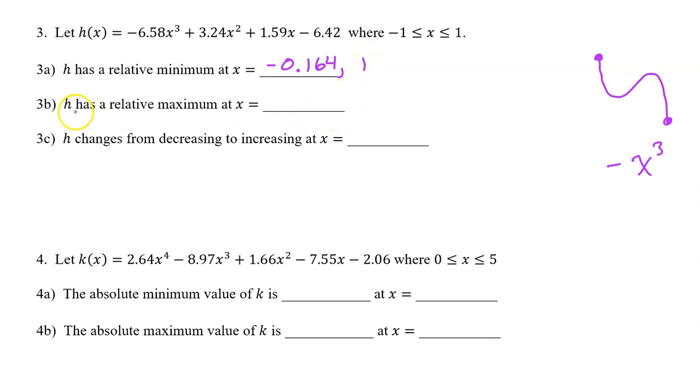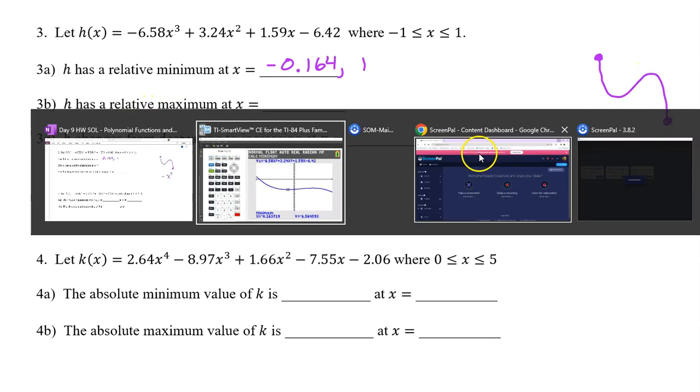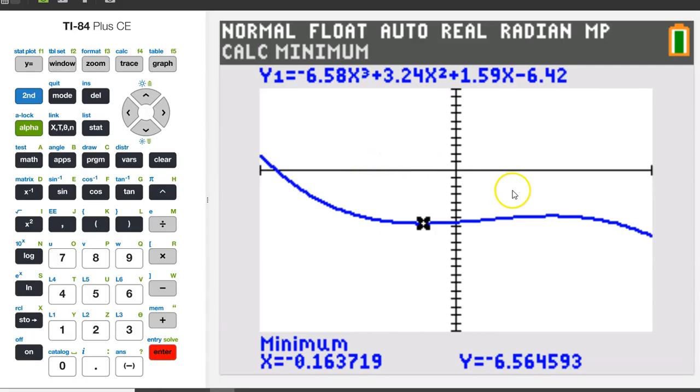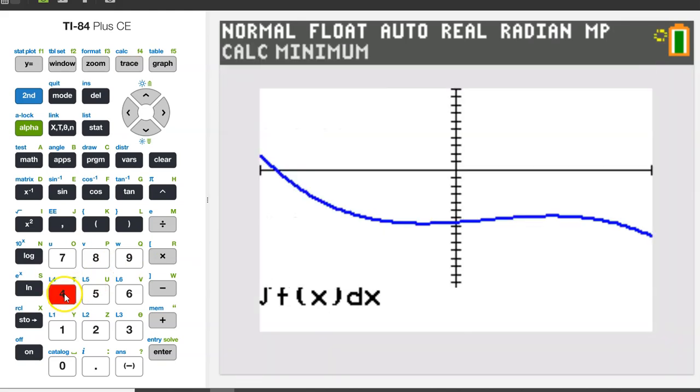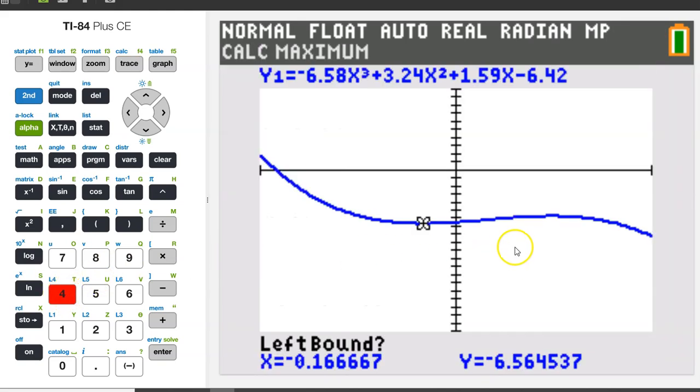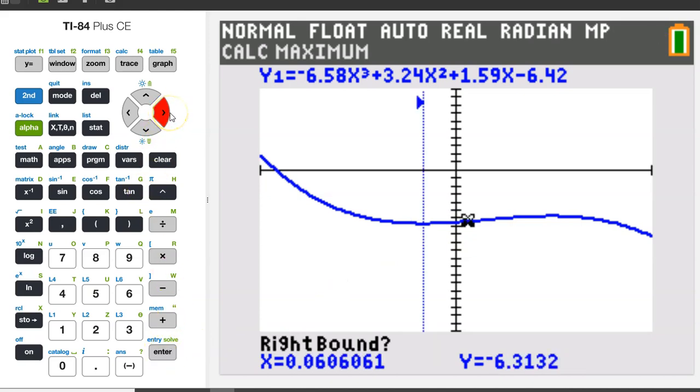Part B, where does h have a relative max? So we're looking for this guy. Okay, so it's going to be somewhere over here. Second trace, max. All right, left bound. You know what? This is just fine for the left bound. I'm just going to hit enter. And now I'm going to move for the right bound. I just need to be somewhere decisively to the right.